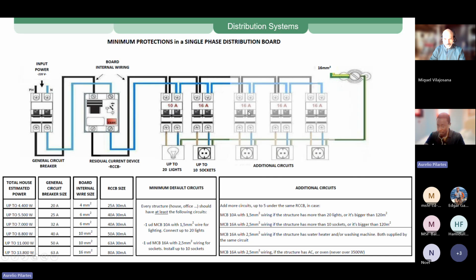So is there any questions about this minimum protection single phase distribution board? Okay, good. Then we move forward.